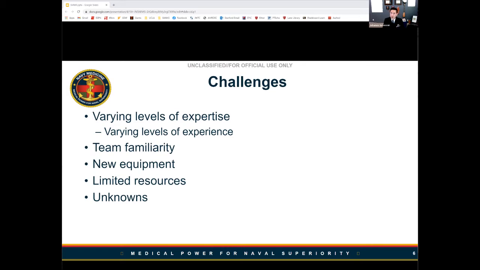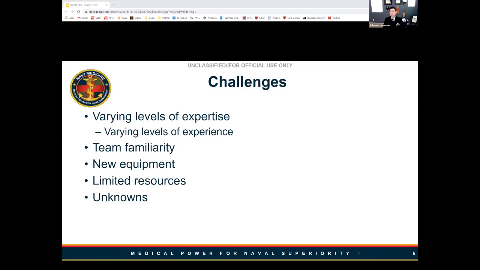There's new equipment. Our expeditionary equipment is different from what is seen in a typical hospital. They're made to be portable and durable, not necessarily functional. There are limited resources, and it goes without saying that operating in the field is completely different than operating in a large medical center with abundant supplies and support. When we have to carry all of our equipment and consumables, resources become a huge challenge.